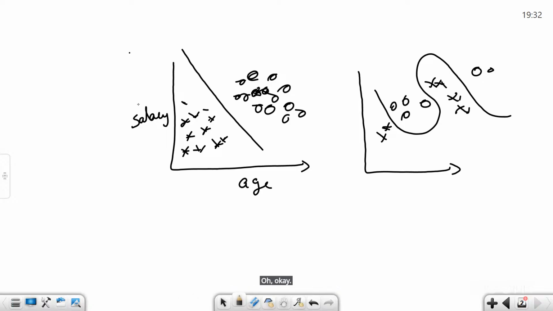Okay, and just a question. What about the placement support? What is your background?